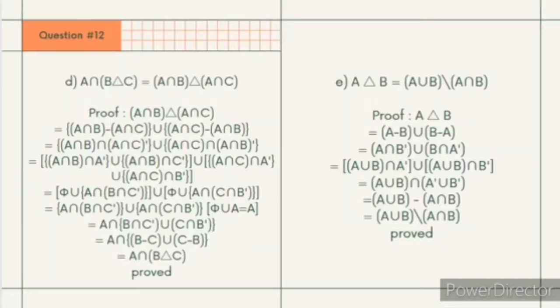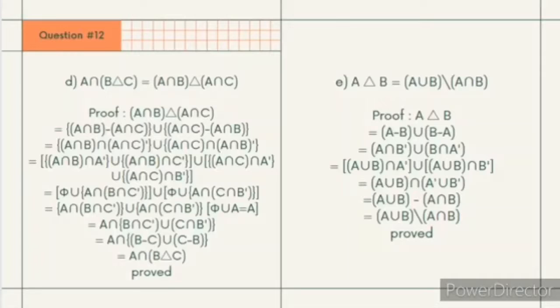Equal to (A intersect B intersect C complement) union (A intersect C intersect B complement), where pi union A equal to A, then equal to A intersect (B intersect C complement union C intersect B complement) equal to A intersect (B minus C union C minus B) equal to A intersect (B delta C). Proved. Then it is proven that A intersect (B delta C) equal to (A intersect B) delta (A intersect C).